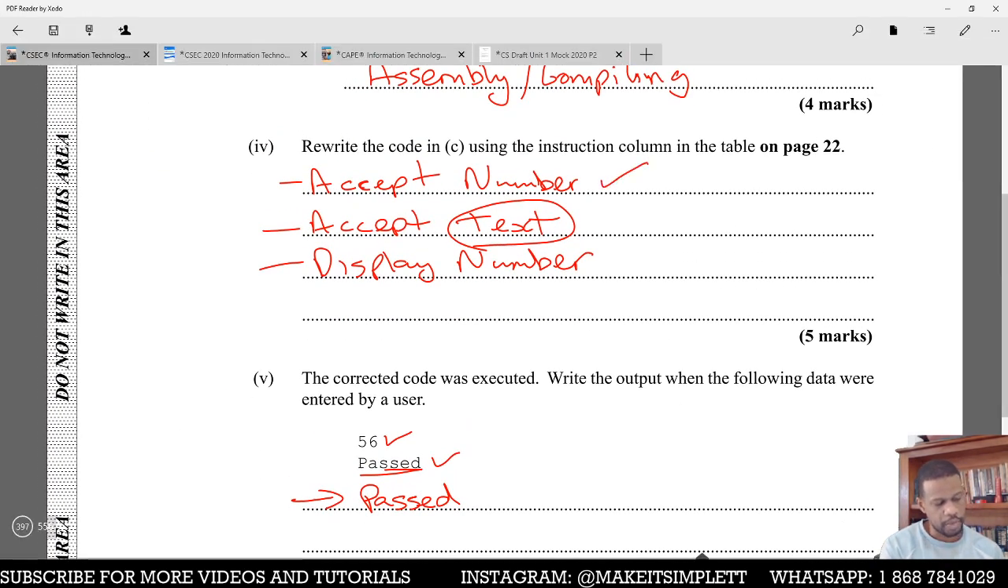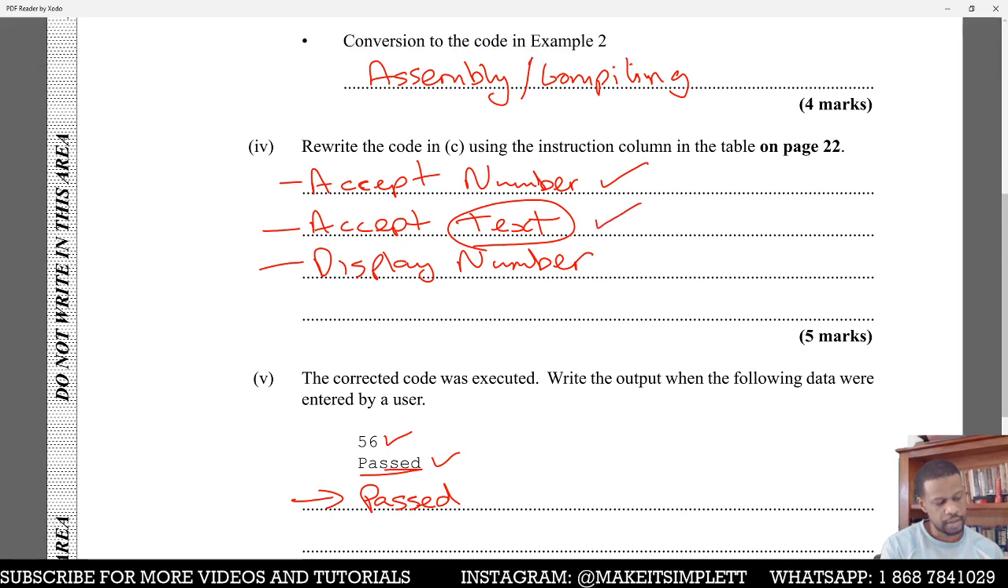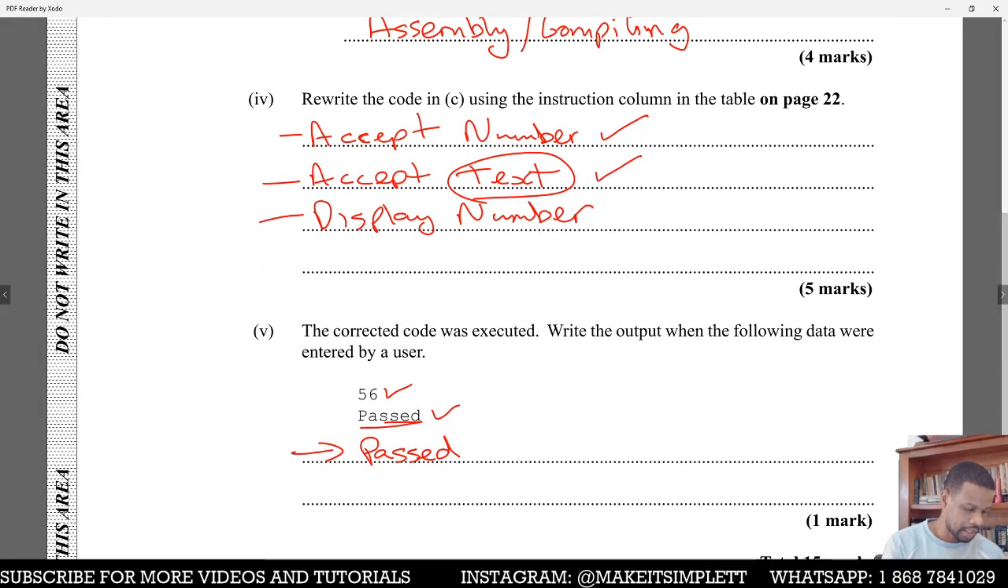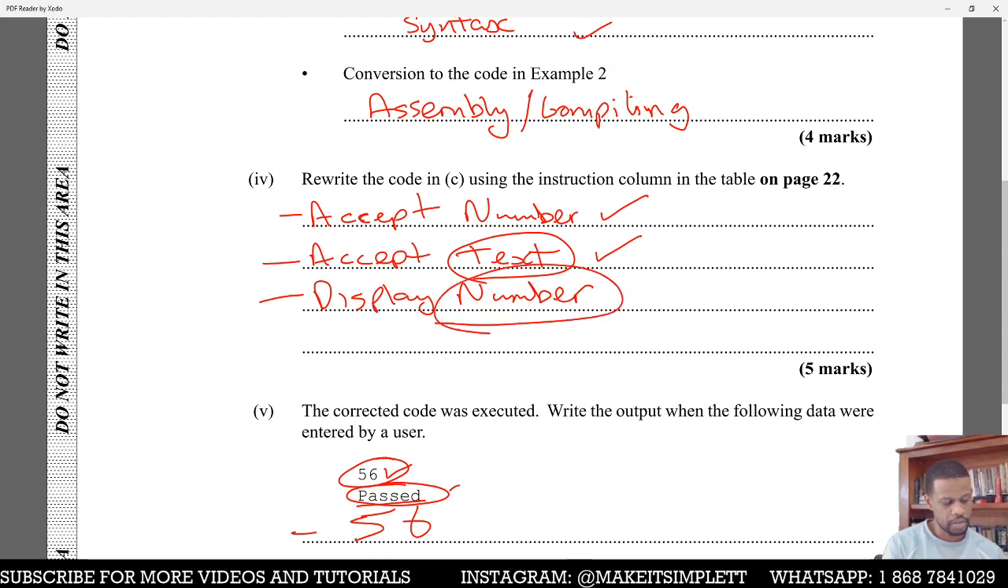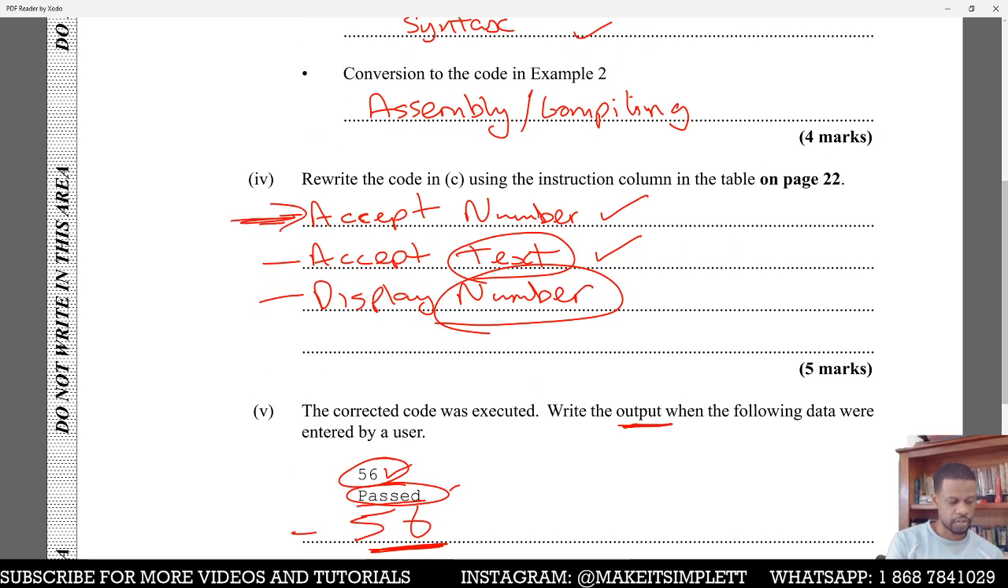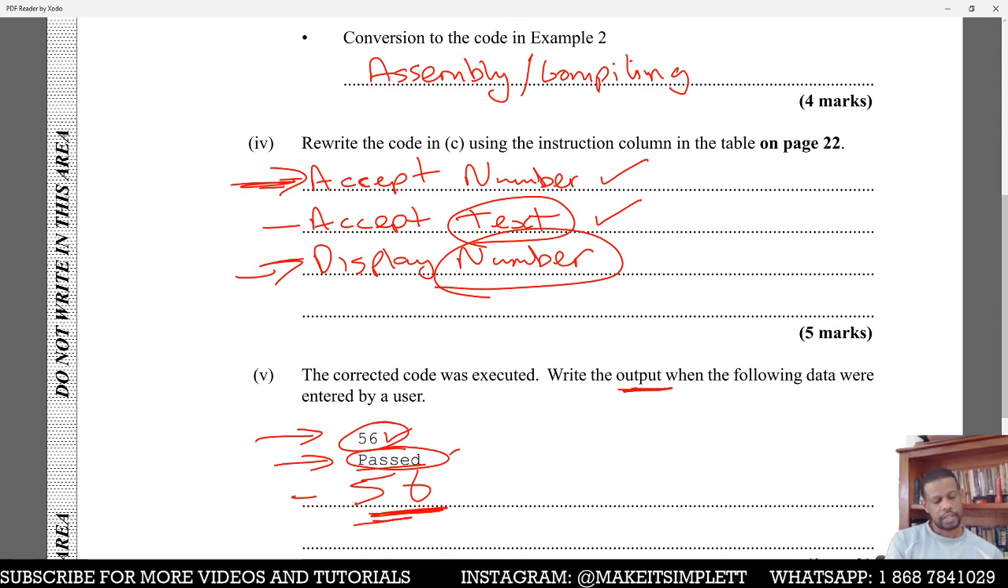In the code, it says accept number, then accept text, and then display the number. My bad. Look at that, tell me something. Really, 56 is the answer. So it's going to accept the number, going to accept the words, but it's only going to print back out the number. So the 56 will get printed back out. That'll be the output. But they want to know the output when the code is executed. So when the computer actually runs these three instructions, the first one will get the 56, the second one will get the word pass, and then it will display what number it got, which is the number. Right, that should be good there.